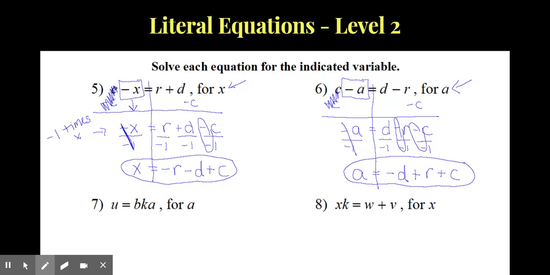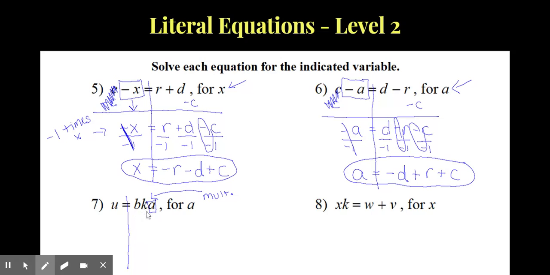Two more problems. Problem number 7. This equation says u equals b times k times a. Remember, there's nothing in between my letters here, so it's implied that there's multiplication going on. I'm going to solve for a. So in my equation, let's box off the a. Outside of the box, I have times b and times k. Both of these letters are being multiplied.